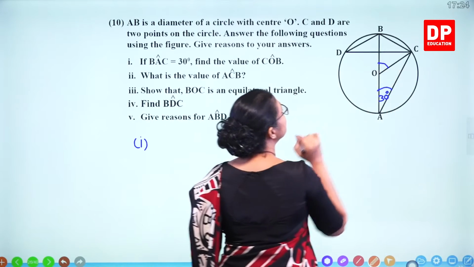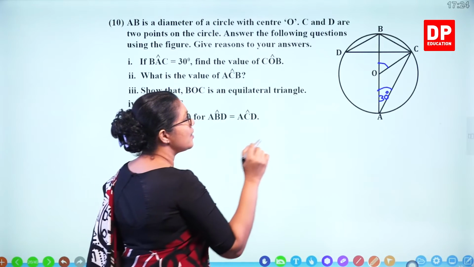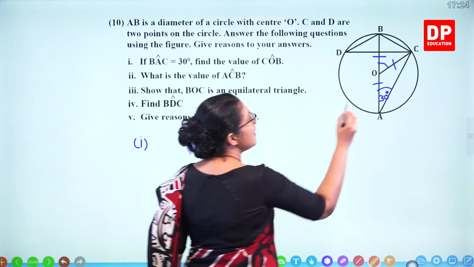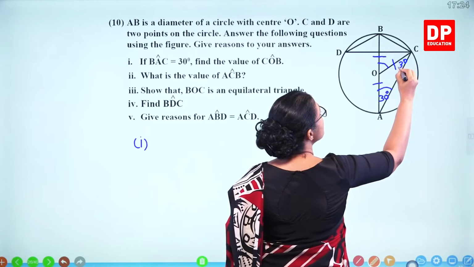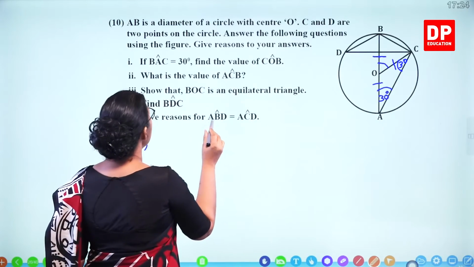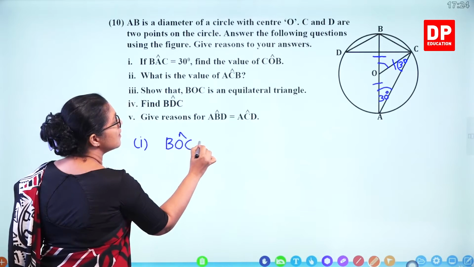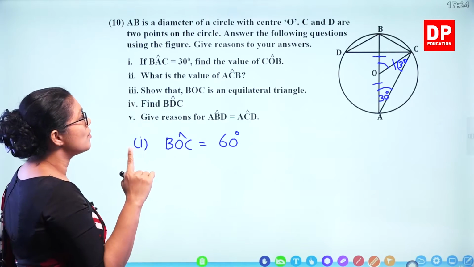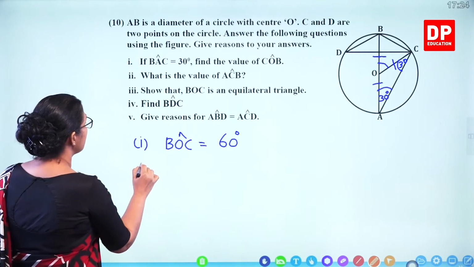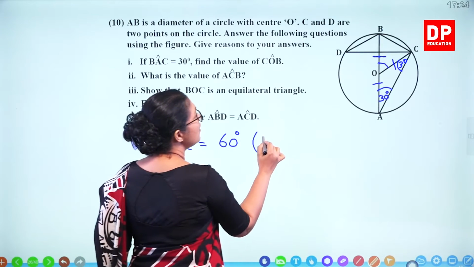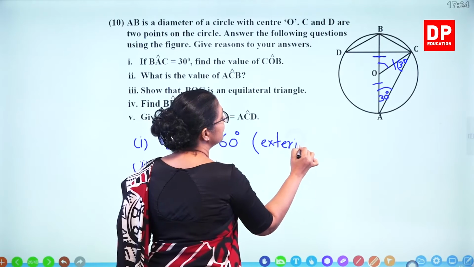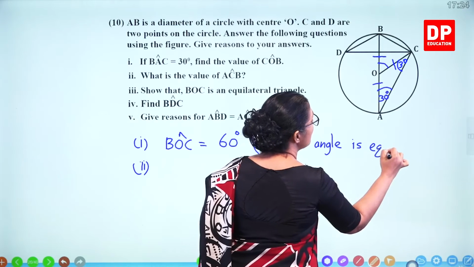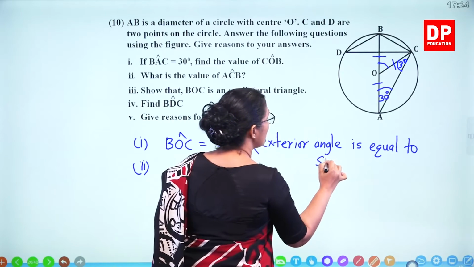COB, this angle. Can you see this? This is equal to this, radii. If this is 30, this is also 30. Isosceles triangle. So what is the BOC angle? 60 degrees, 30 and 30. Because the exterior angle is equal to the sum of the opposite interior angles. So write down: exterior angle is equal to the sum of interior angles.